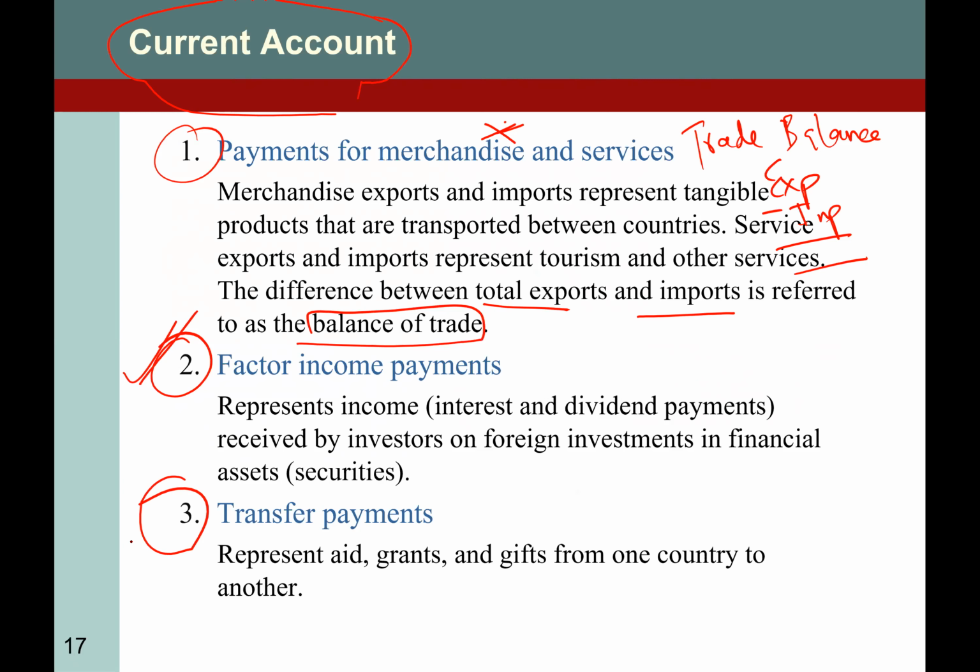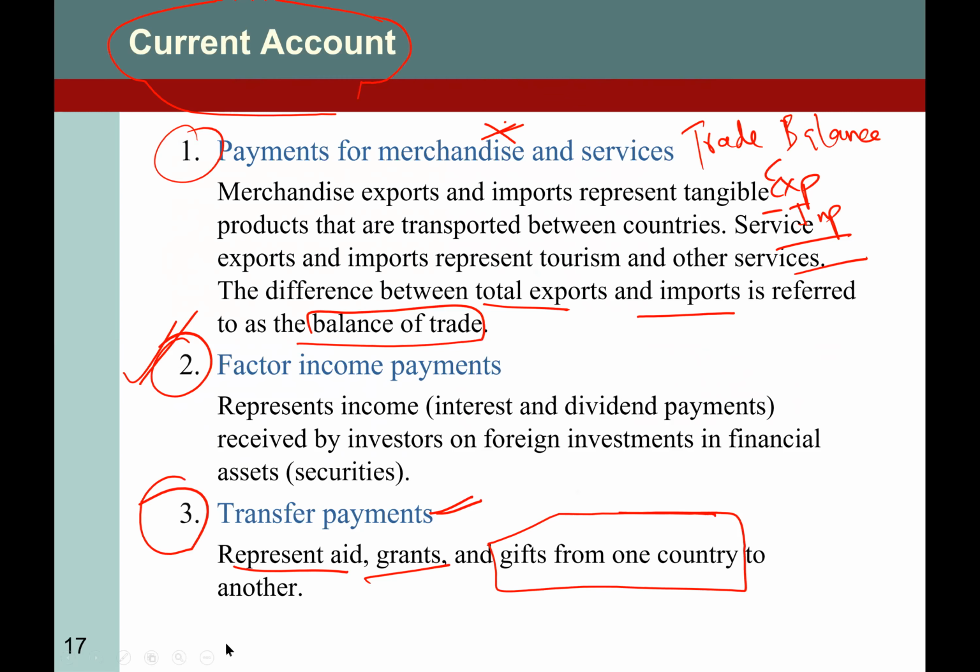And number three is the transfer payments, which represent aid. Right now, China is going through heavy flood, so they have a lot of losses. If some country sends some aid in terms of money, we also add it here. Transfer payments, grants, gifts from one country to another country. For example, the Russian president sent some helicopters as a gift to the Chinese government, or sent some cars or mobile phones to the other countries' officials as a gift. We call this transfer payments.